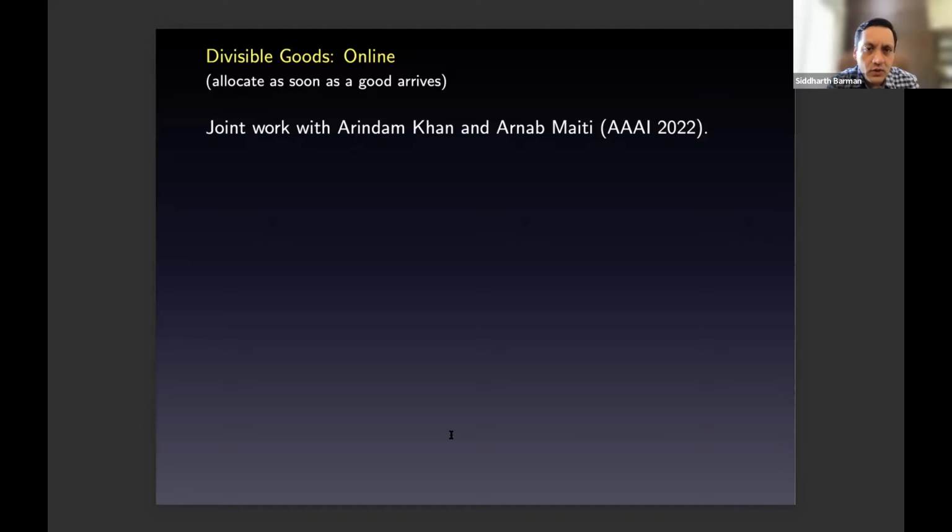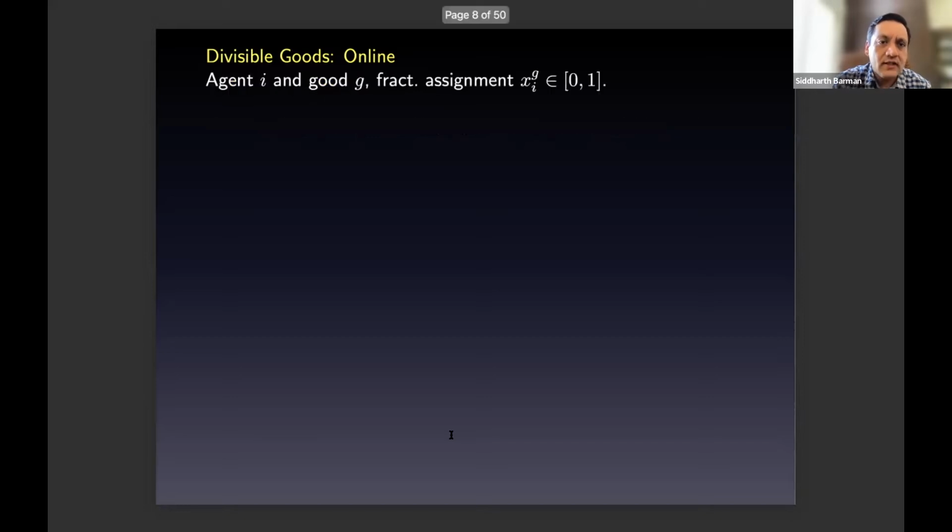And this is joint work with Arindam Khan, who spoke earlier in the workshop, and our very prolific intern Arnab. This is very recent work, and I'm quite excited about it. So, homogeneous divisible goods in an online setting. Here's the formal setting.